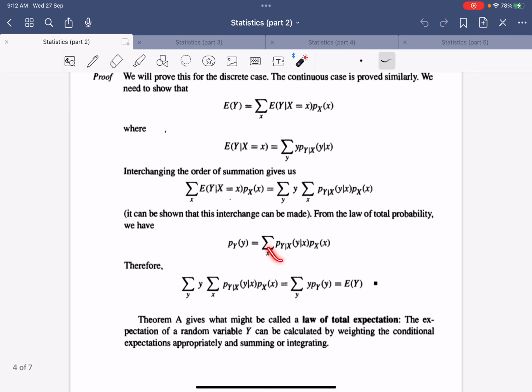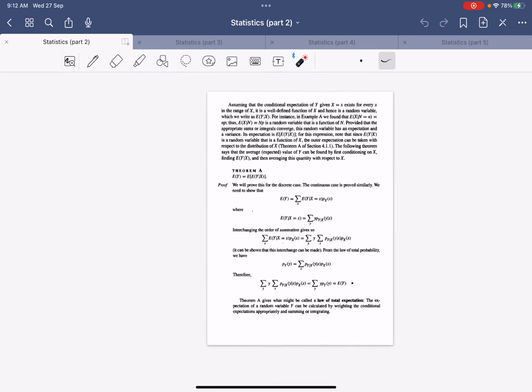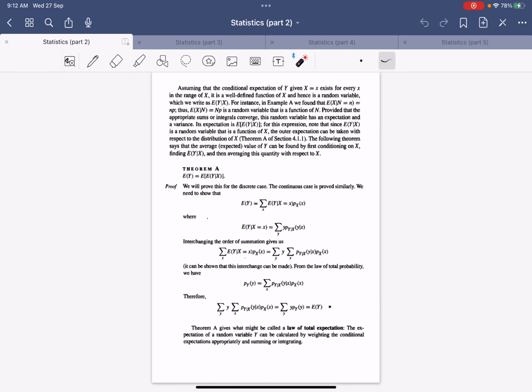But what is this chunk? This chunk is the probability of y, and the probability of y times y, summed over y, is just the expectation of y. And so this theorem is known as the law of total expectation. I hope that's clear. You can re-watch this part to understand first before moving on.